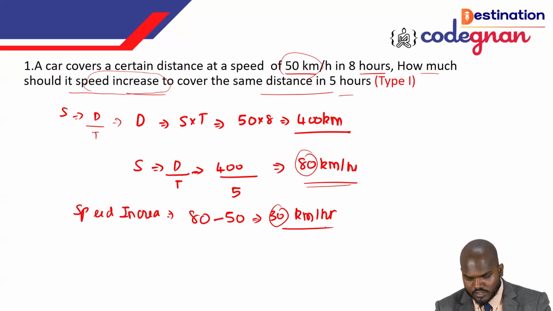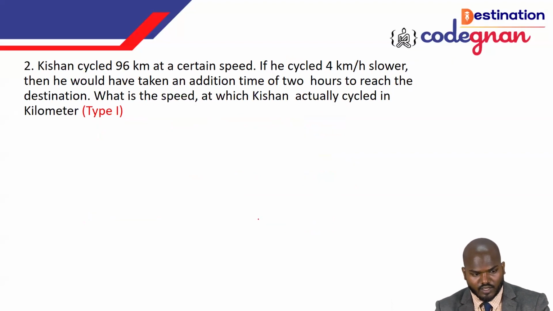Okay, going to the next question, guys. You see this one, they have given that Kishan cycles 96 kilometers at a certain speed. If he cycles 4 kilometer per hour slower, he will take an additional time of 2 hours to reach the destination. So what is the speed at which Kishan would travel, in kilometers? That is the question they are asking. They are asking for the actual speed.